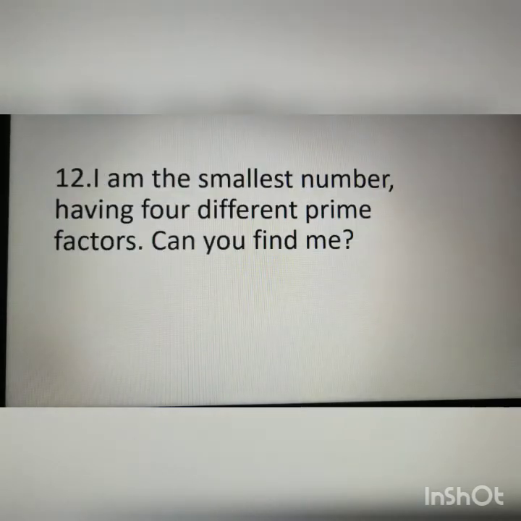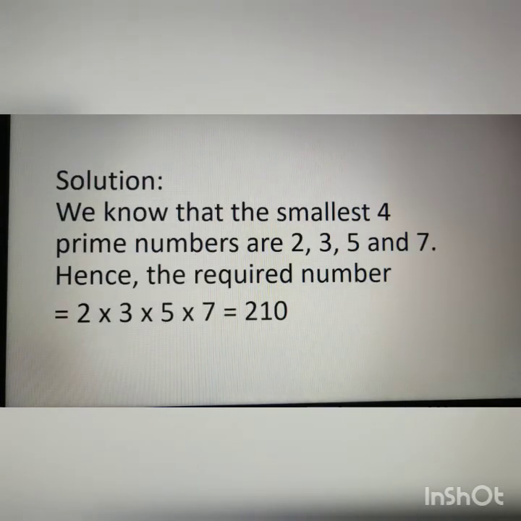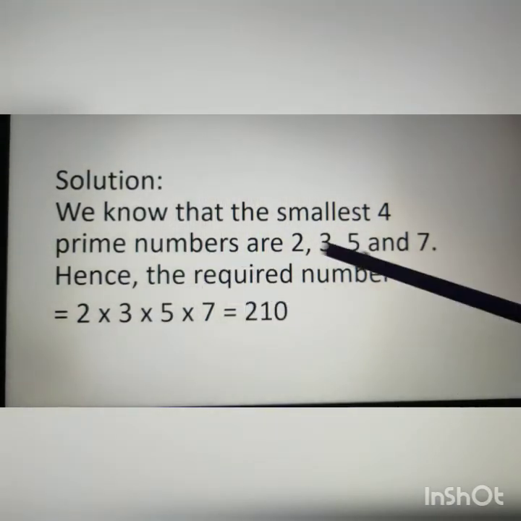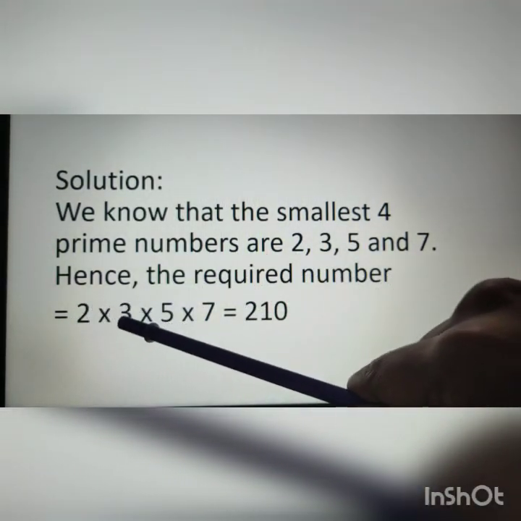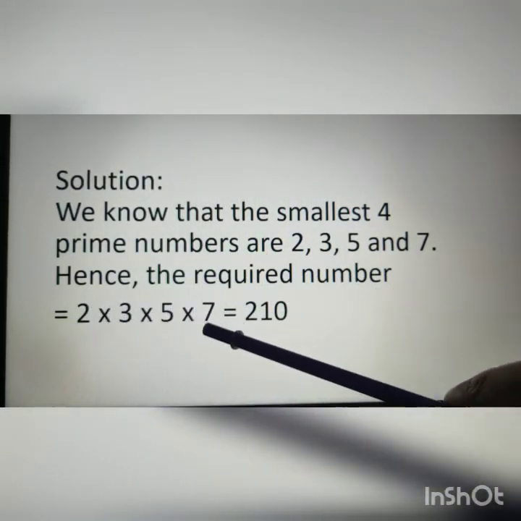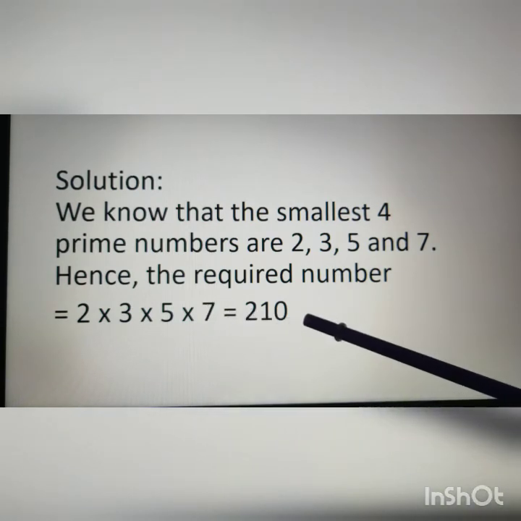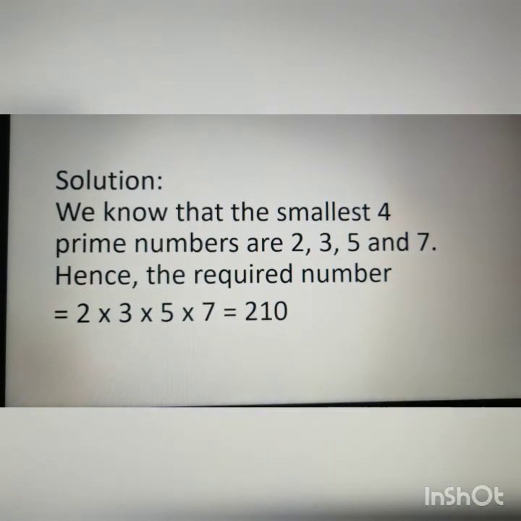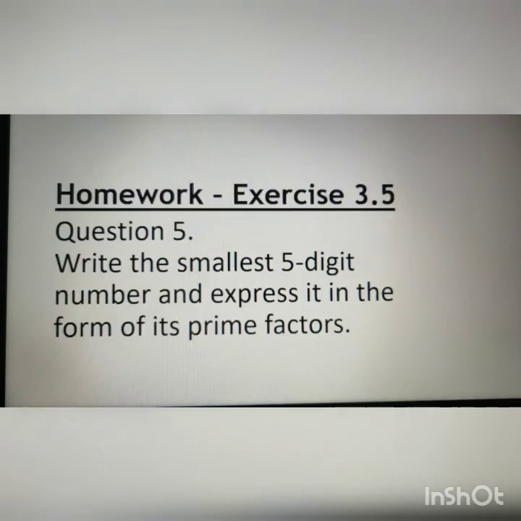Question number 12. I am the smallest number having 4 different prime factors. Can you find me? Solution. We know that the smallest 4 prime numbers are 2, 3, 5 and 7. Hence the required number is equal to 2 into 3 into 5 into 7 and their product is 210. So 210 is the smallest number which has 4 different prime factors.